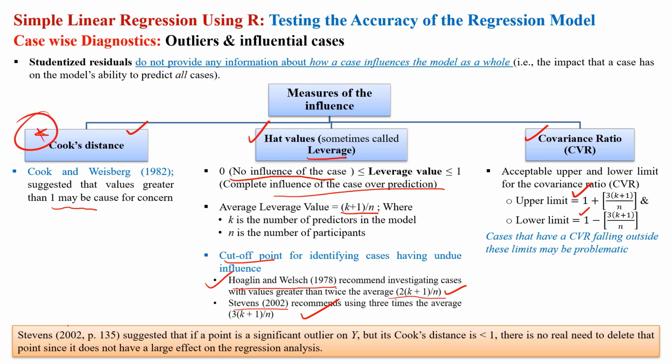Stevens in 2002 says that you can identify the significance of an outlier for any particular data point if the Cook's distance is greater than 1. If it is less than 1, there is no real need to delete the particular data point. So based only on the Cook's distance, we can decide whether the particular case or data point is an outlier in our data or not.